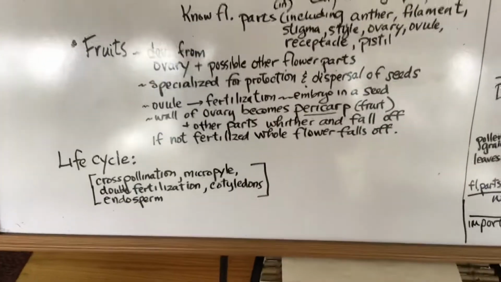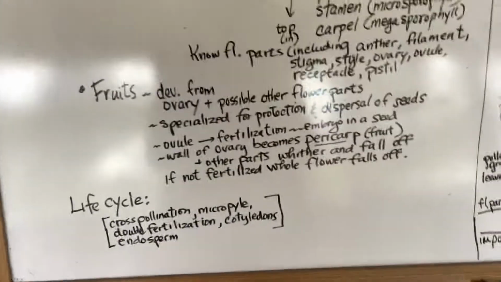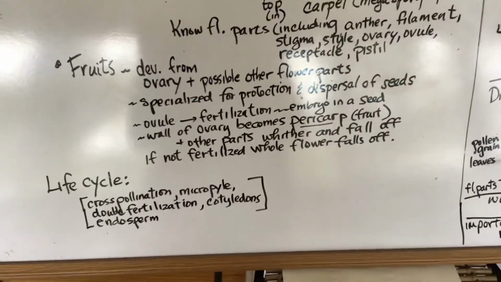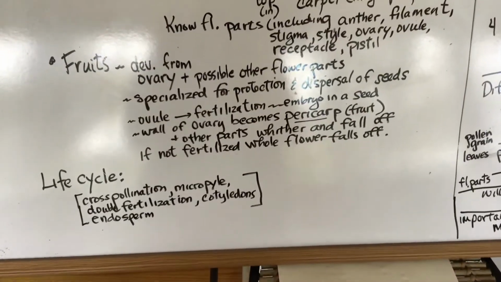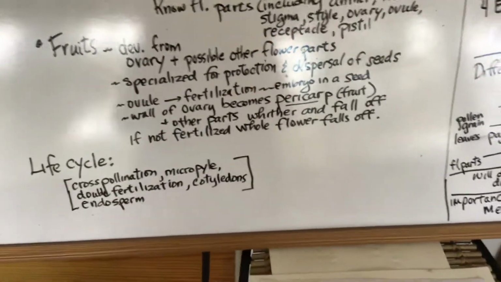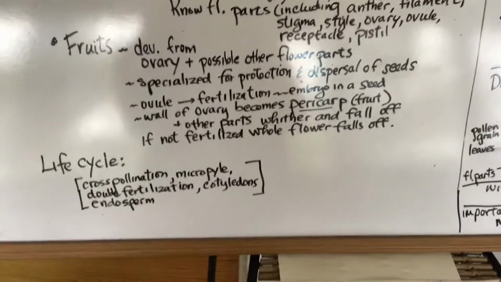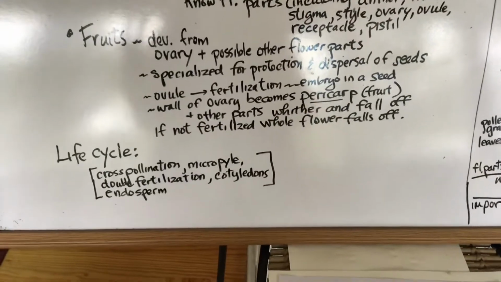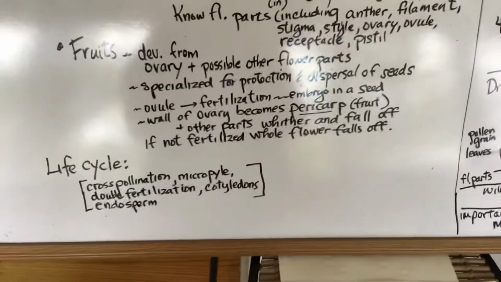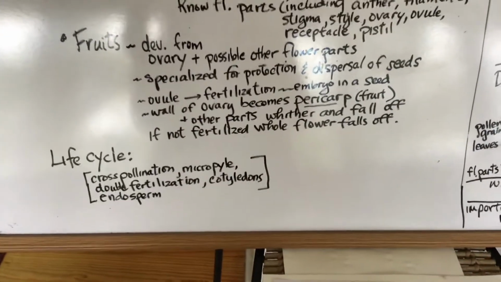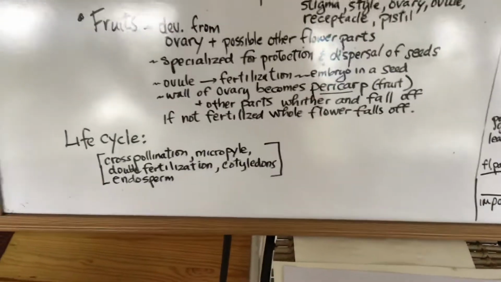The ovule, which is inside an immature ovary, will be fertilized and become the seed, and the wall of the ovary then becomes the pericarp. This can be either fleshy or dry, and again, we'll talk more about fruits later. And if it's not fertilized, the whole flower will fall off.